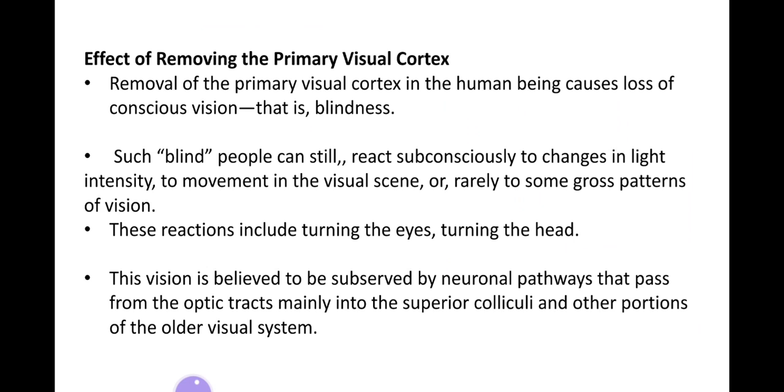Next, what is the effect of removing the primary visual cortex? Removal of the primary visual cortex in human beings causes loss of conscious vision, that is, blindness. Such blind people can still react subconsciously to changes in light intensity, to movement in the visual scene, or rarely to some gross patterns of vision. How can these people react to these changes? Because this vision is believed to be subserved by neural pathways that pass from the optic tracts mainly into the superior colliculus and other portions of the older visual system. The superior colliculus is responsible for the movement of the eye and head together.